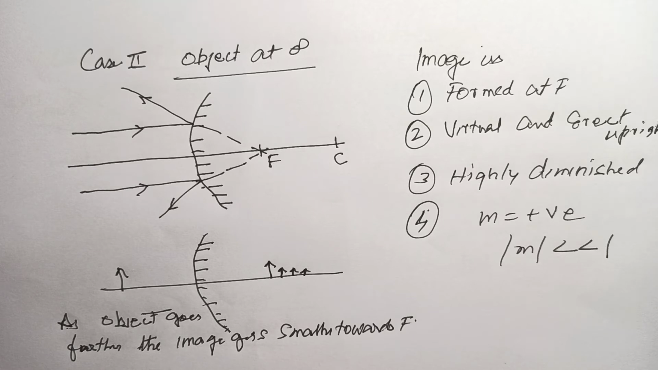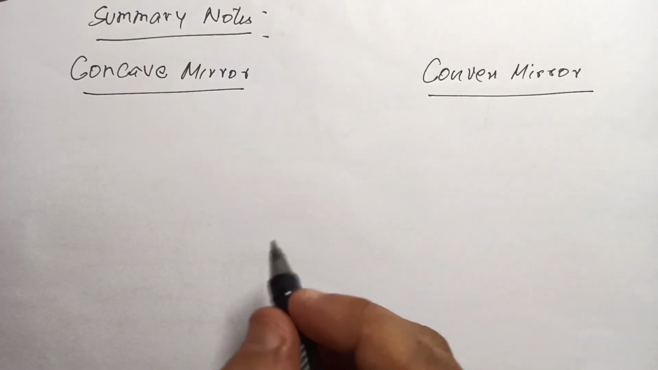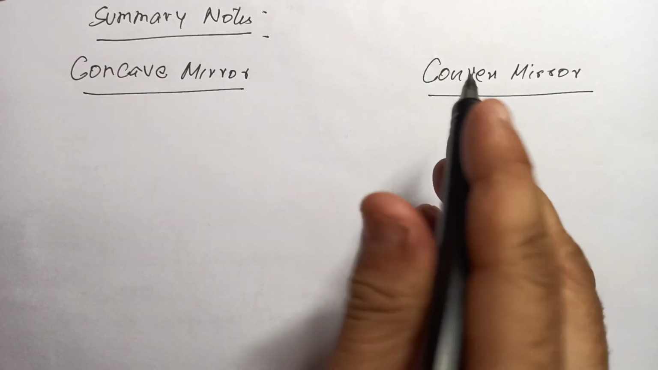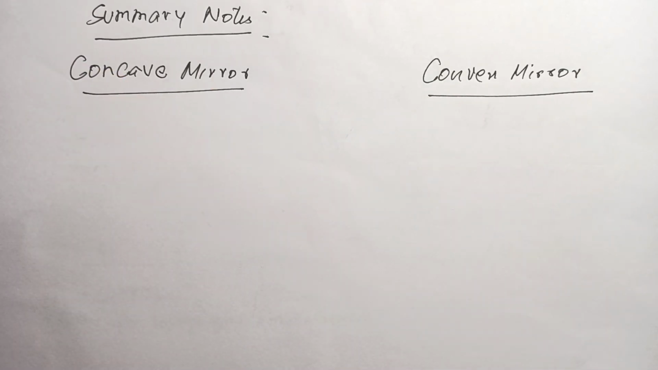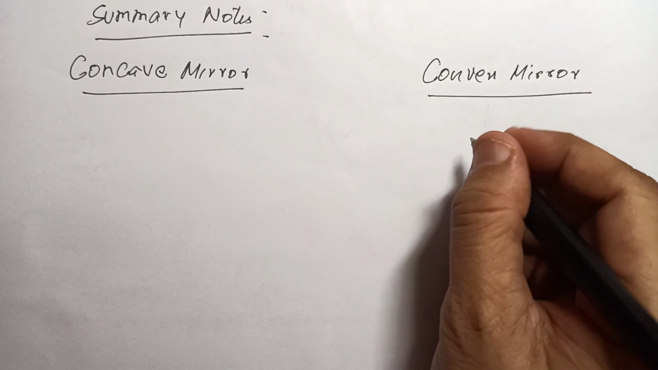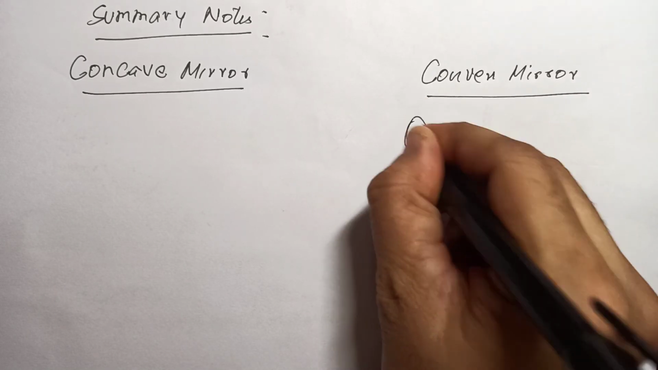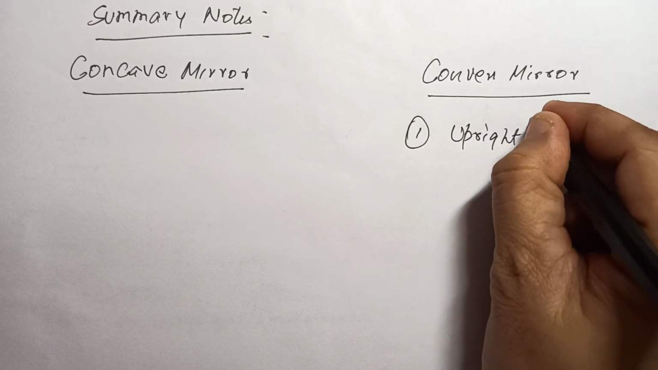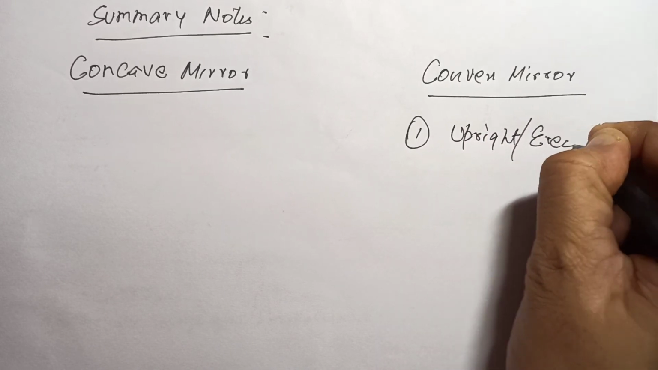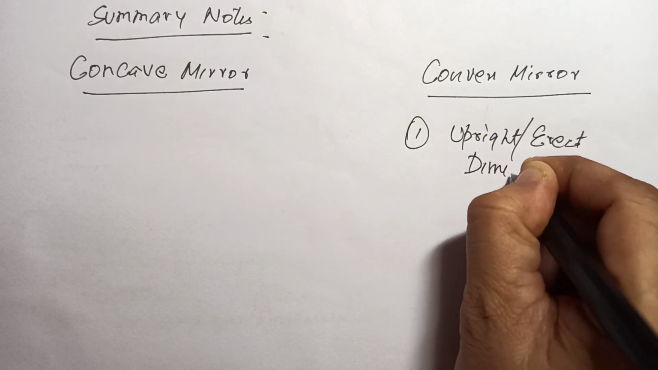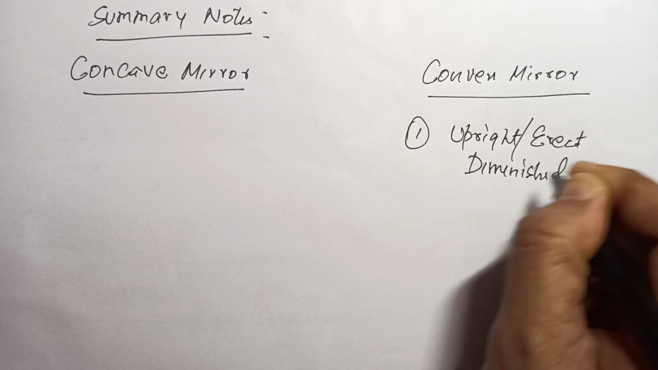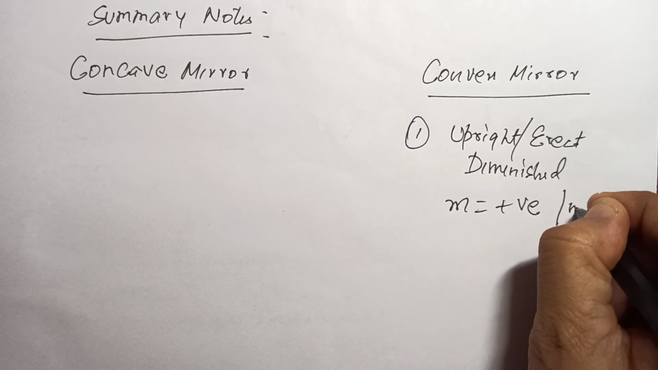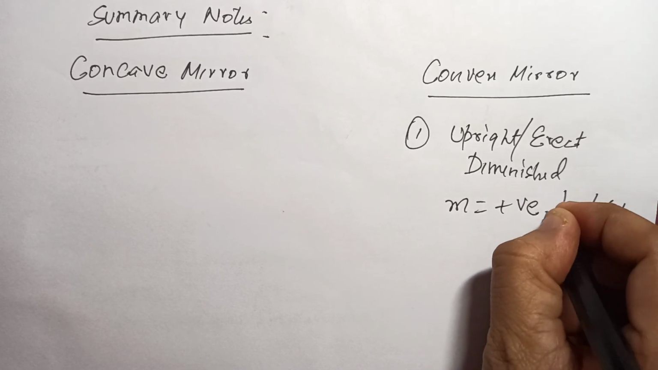Okay, so now let's quickly summarize it. So these are the summary notes. I will start with the easier one, which we did most recently, which is convex. So we know the image is upright, erect, diminished. M is positive and mod of M is less than 1.